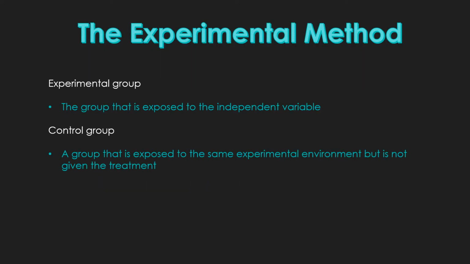We have two different groups within the experimental method. The first is the experimental group. This is the group that is exposed to the independent variable, so they receive the treatment. And our control group is the group that is exposed to all the same experimental environment, but they are not given the treatment. The only difference between our experimental and our control group is that our experimental group gets the treatment, or the independent variable, and the control group does not.